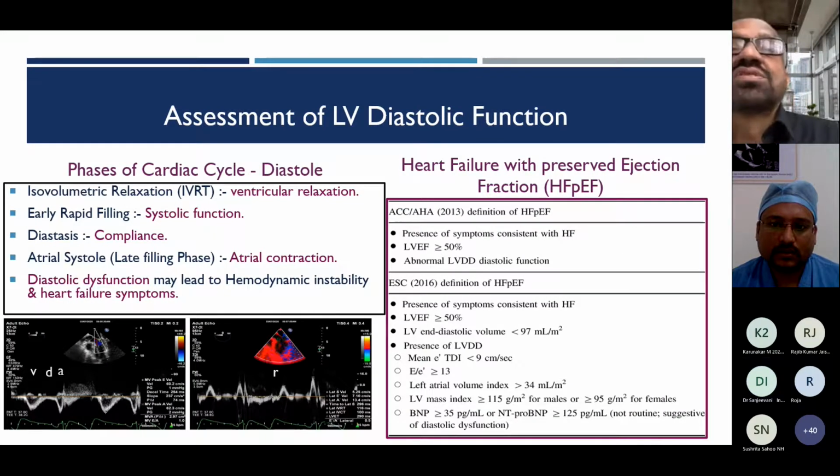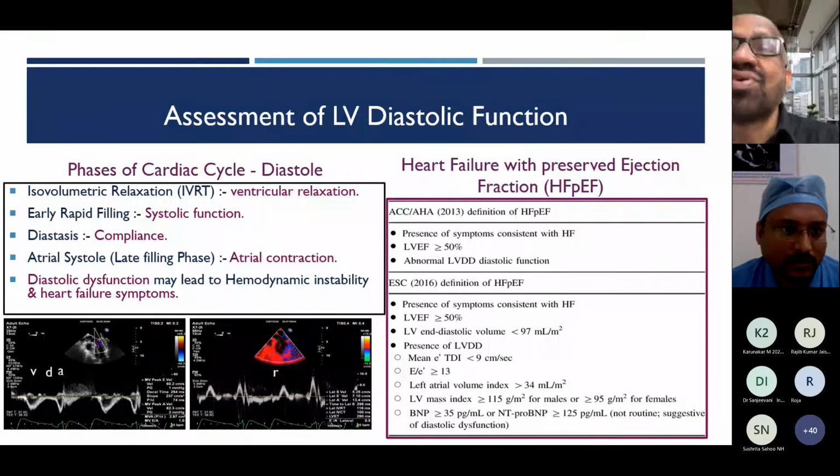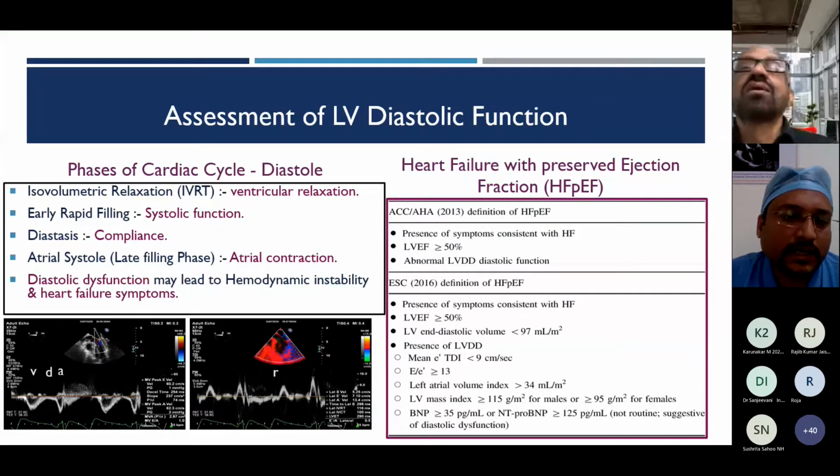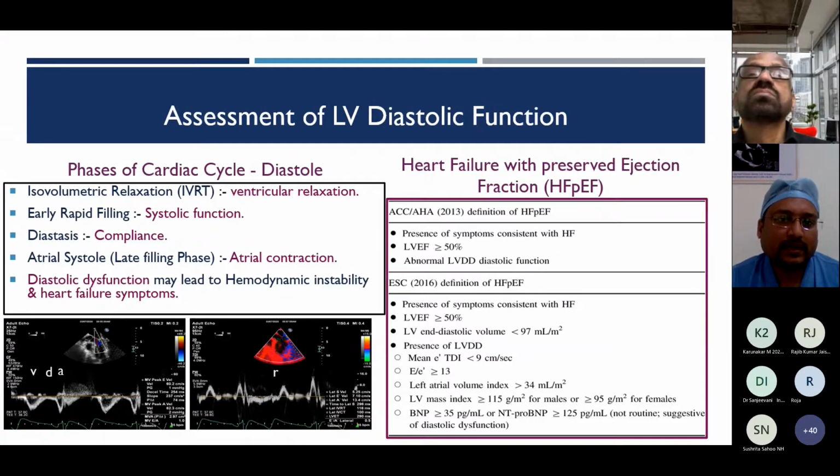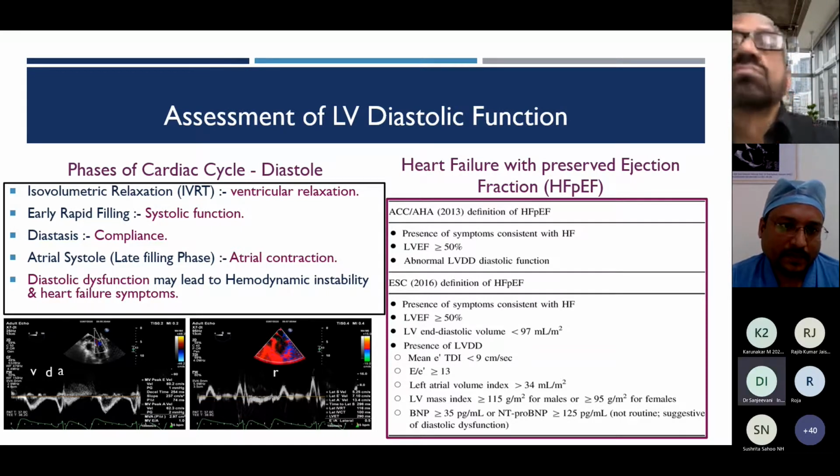Yes, it is visible. It says early rapid filling is systolic function. What do you mean by that? Sir, basically the early rapid filling, that is the E wave, is produced by the blood coming from the LA into the LV, which is a function of the previous systole that has happened. That is basically a physiological thing mentioned here. Then you mentioned it in brackets, that previous systolic function is very important.